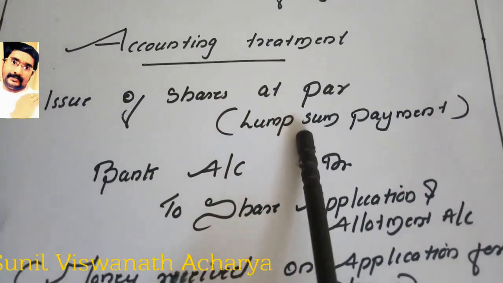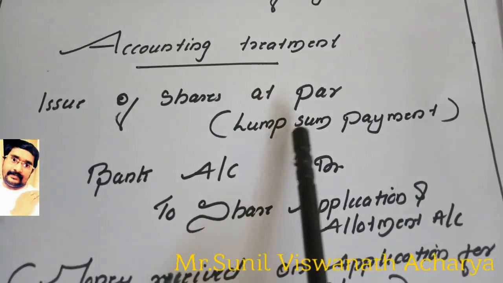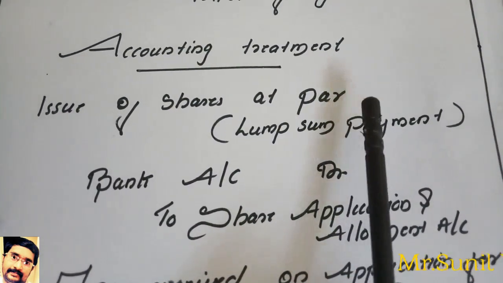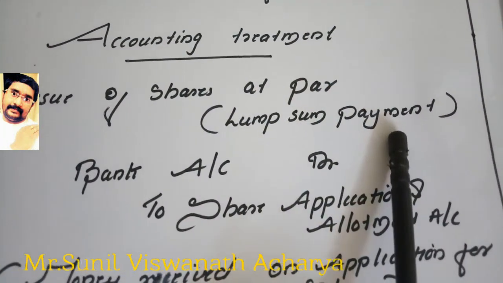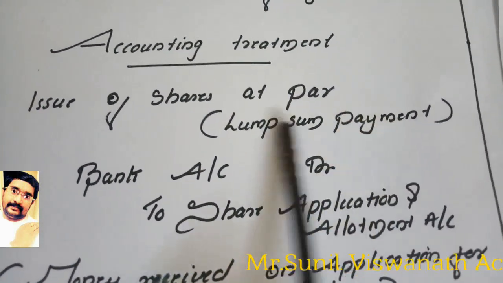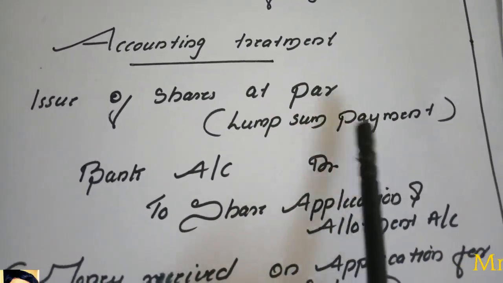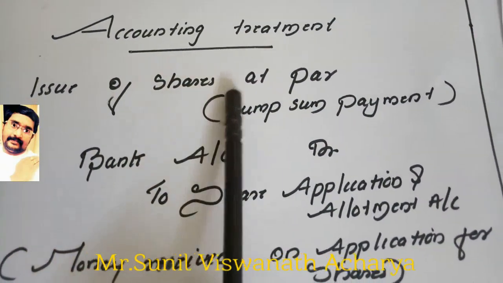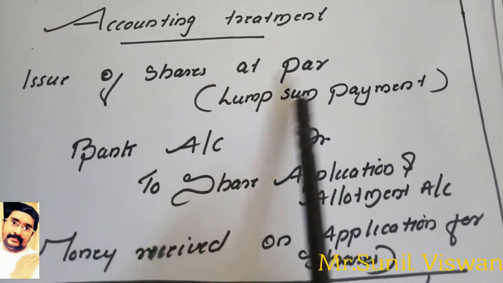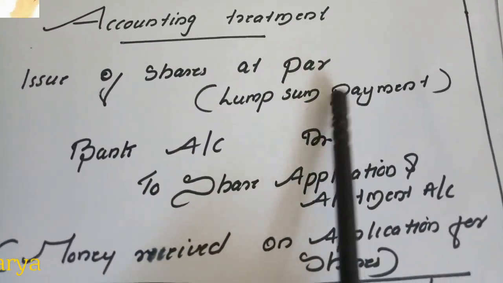The company can collect the money in lump sum, this 10 rupees completely together. Then we say that it is lump sum payment. The shareholders will pay the money all together. That treatment will be studied: issue of shares at par, that is lump sum payment, the full value given together.